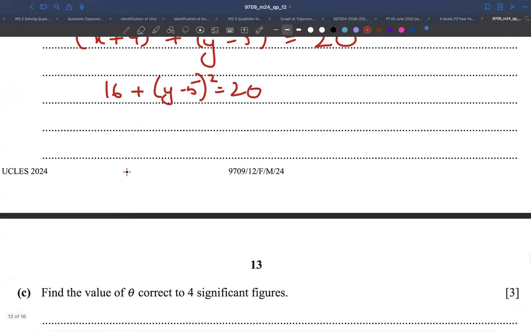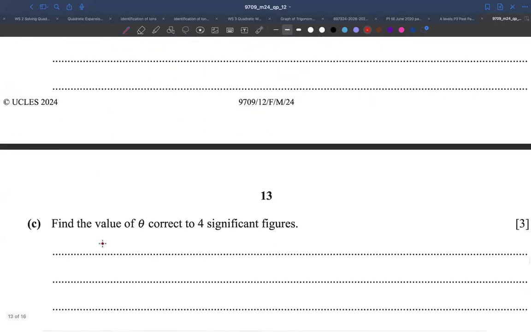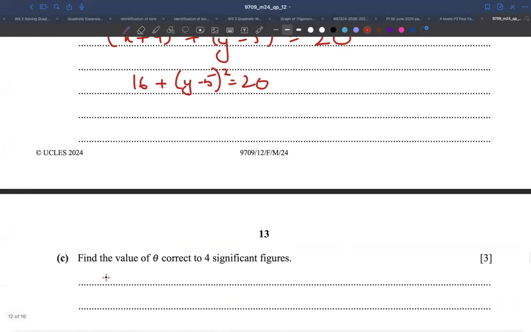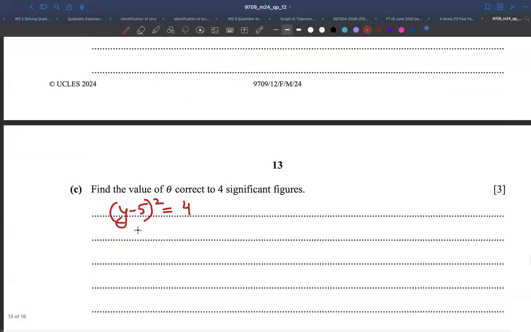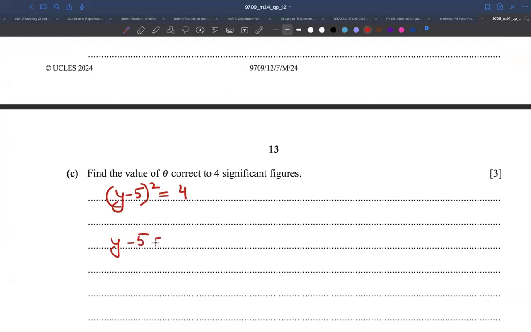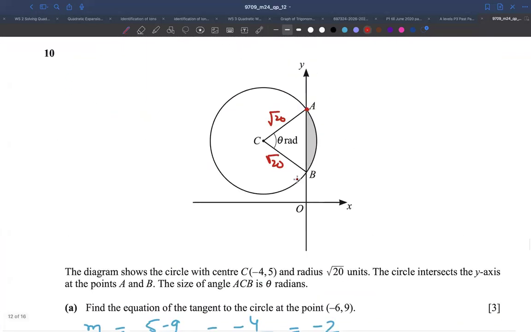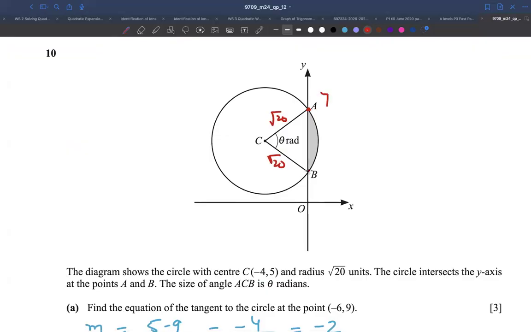Take 16 to the other side, what will it become? Okay, I started right there, sorry. So (y minus 5) whole squared is equal to 20 minus 16, which is 4. Square root both sides, we get y minus 5 is equal to plus minus 2. I'm skipping some steps. So y will be 2 plus 5, which is 7, and minus 2 plus 5 will become 3. So the values are 7 and 3. So this value obviously will be 7 and this value will be 3, which means this length is 4.